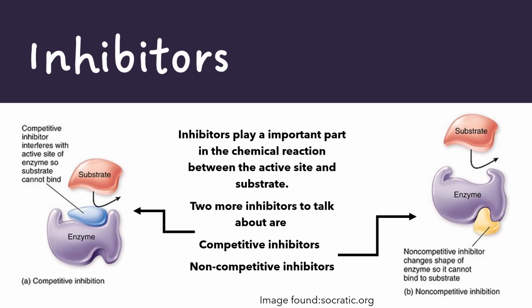Inhibitors play an important part of the chemical reaction between an active site and a substrate. They reduce the rate of a reaction and they make sure the reaction doesn't happen too quickly. Two types of inhibitors to talk about are non-competitive inhibitors and competitive inhibitors. Non-competitive inhibitors don't bind to the active site, they bond to a different area, and once the molecule has changed the shape of an active site, the enzyme becomes conformational, meaning it can't be used again.